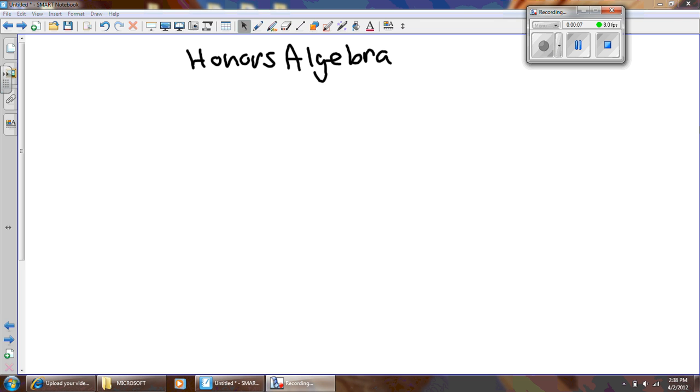This lesson will be on simplifying radicals. I'm sorry, not on simplifying radicals. That was the last lesson. This will be on using radicals in operations, combining like terms, in other words.